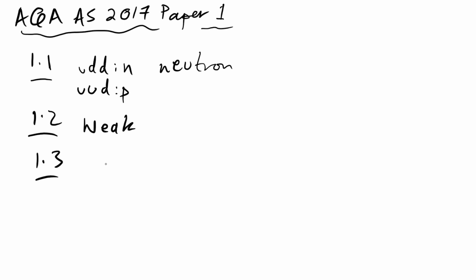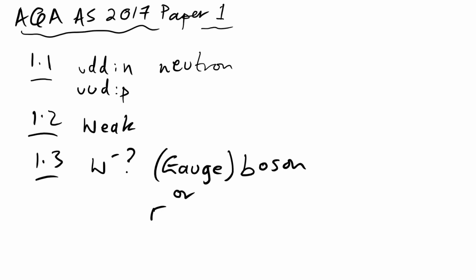1.3, what type of particle is W+? Well, it's what is carrying things, charge, momentum, whatever. It's the go-between particle. You can call it a gauge boson or just a boson. The alternative name for it is an exchange particle. Either one of those is acceptable.